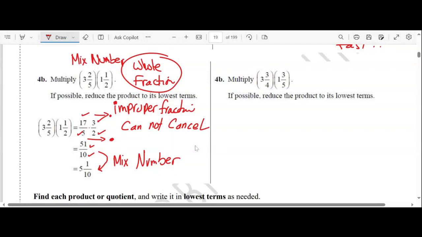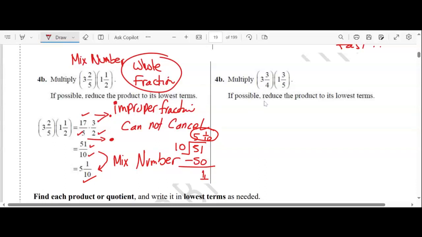So 51 divided by 10. What will be the answer? 5.1. Let's do it like this. 51 divided by 10. So you get what? 5. 5 times 10? 50. That's called long division. What's the remaining? 1. So you say 1 over 10. So that's your answer. Is this clear?